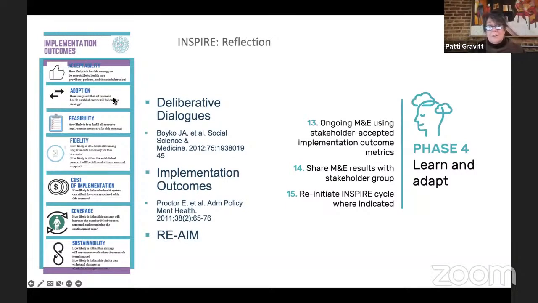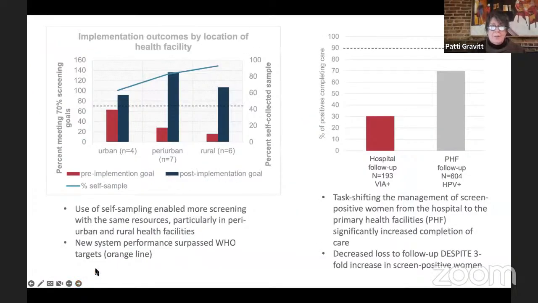how much did all of the different beneficiaries or health services delivery staff actually adopt the change? Was it feasible? Could they do it the way that it was supposed to be done? What was the cost? Did the coverage change? And do we think it would be sustainable? And these are just quick results of what we saw.